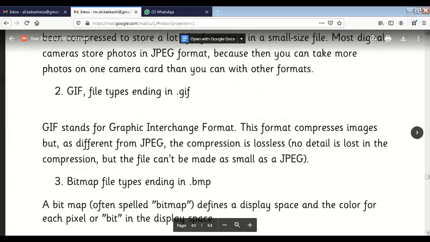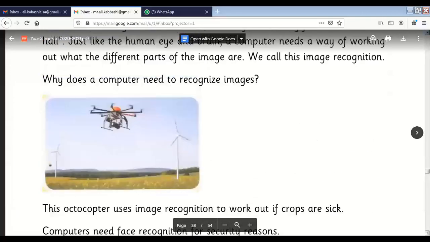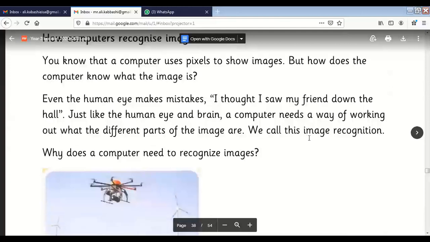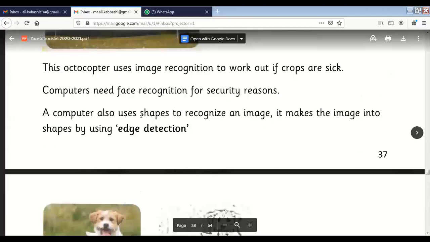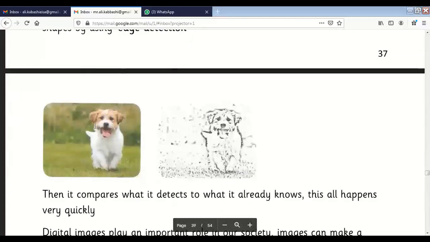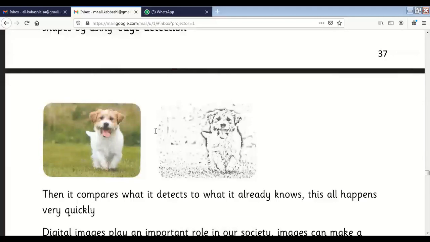So let's revise what we learned today really quick. How do computers recognize images? It uses image recognition. The computer also uses shapes to recognize an image. It makes the image into shapes by using edge detection. What is edge detection? Just like you can see with your eyes, the computer has no eyes, so it uses edge detection. It detects that this is an ear, this is an eye, this is a nose, this is a leg, and this is a tail. This way it can recognize that this is a picture of a dog.